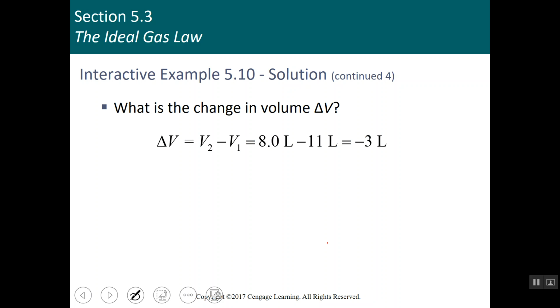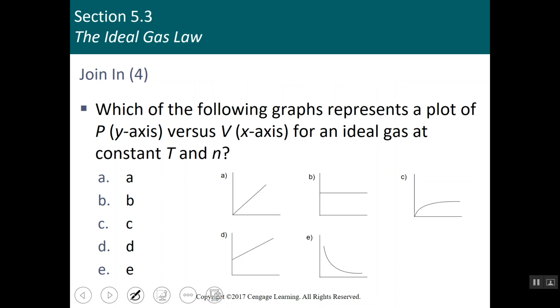But the change in volume went from being 11 liters to being 8 liters. So this change in volume went down by 3 liters.